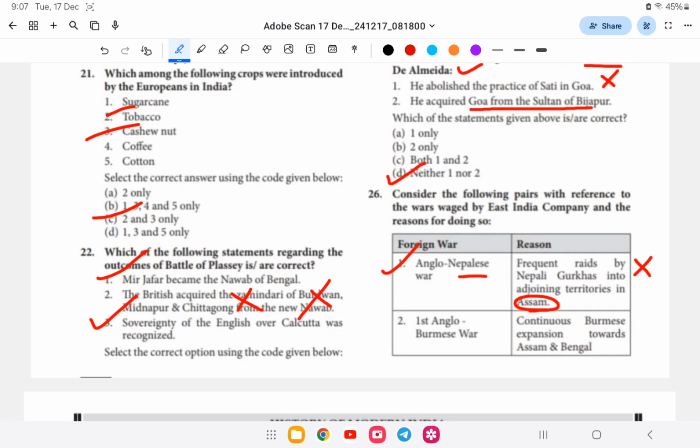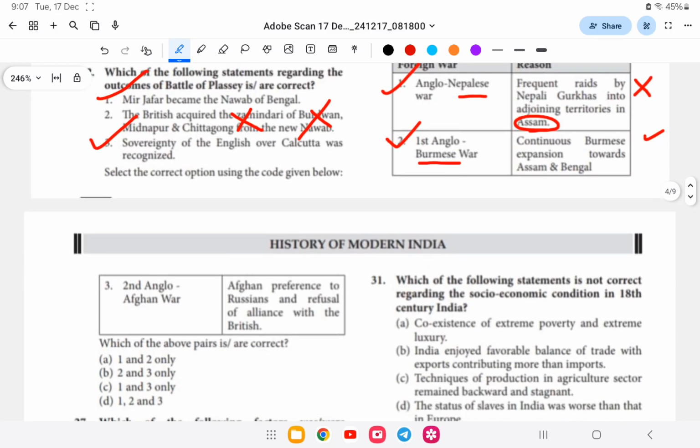Continuous Burmese expansion towards Assam and Bengal. Correct, because Burma tried to capture Manipur, Nagaland and so on. So 2 is correct. Number 3, the Second Anglo-Afghan War. This is Afghan preference to Russians and refusal to ally with the British. So number 3 is also correct, because at that time Russia was a strong force, and the Afghans preferred the Russians rather than the British. So 1 is wrong, 2 and 3 are correct. So the answer is option number B, that is 2 and 3.